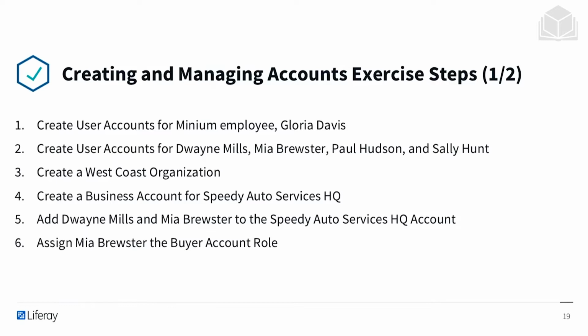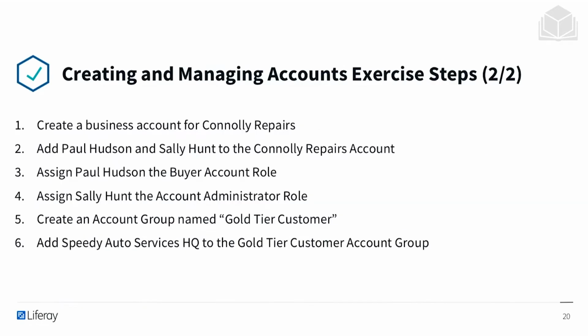Assign Maya Brewster the buyer account role. Create a business account for Connolly Repairs. Add Paul Hudson and Sally Hunt to the Connolly Repairs account. Assign Paul Hudson the buyer account role. Assign Sally Hunt the account administrator role. Create an account group named Gold Tier Customer. Add Speedy Auto Services HQ to the Gold Tier Customer account group.